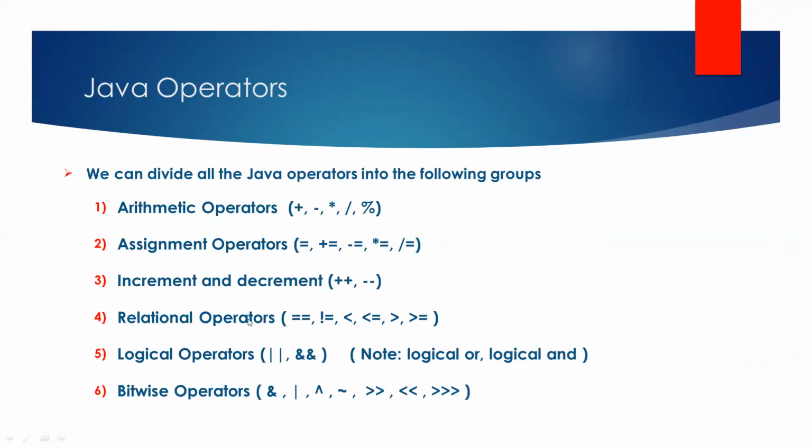Relational operators mean we can check whether two values are equal, not equal, or whether one value is less than or greater than the second value. Logical operators are logical OR and logical AND. Bitwise operators are bitwise AND, bitwise OR, exclusive OR, right shift and left shift of the bits. You must know all the operators. They are also available in previous languages, so I hope you have already seen this.